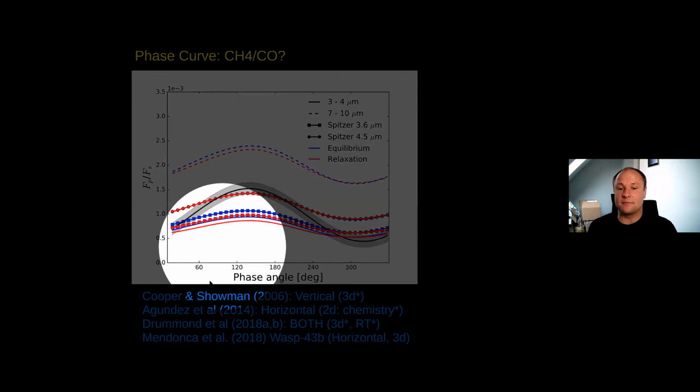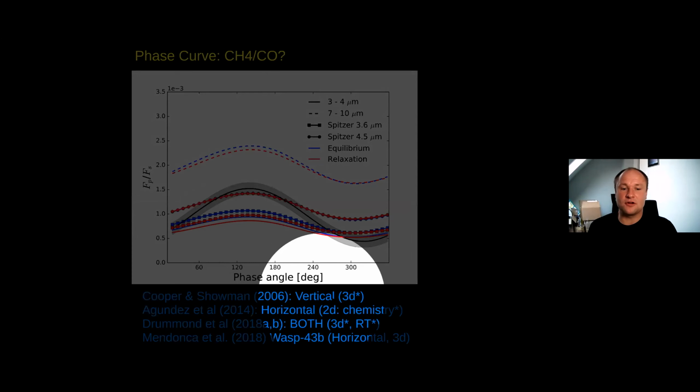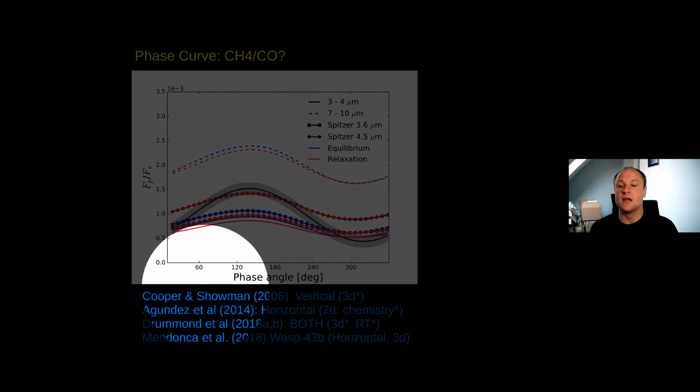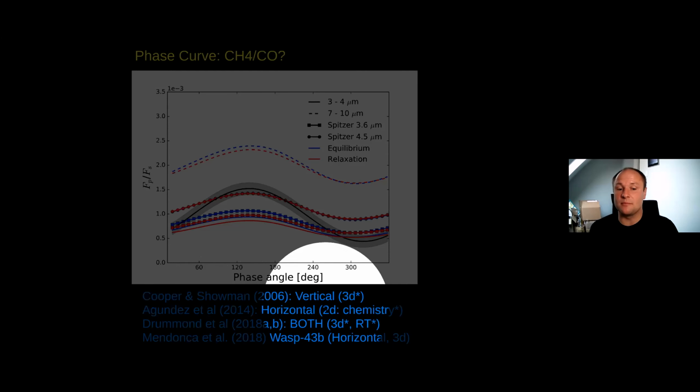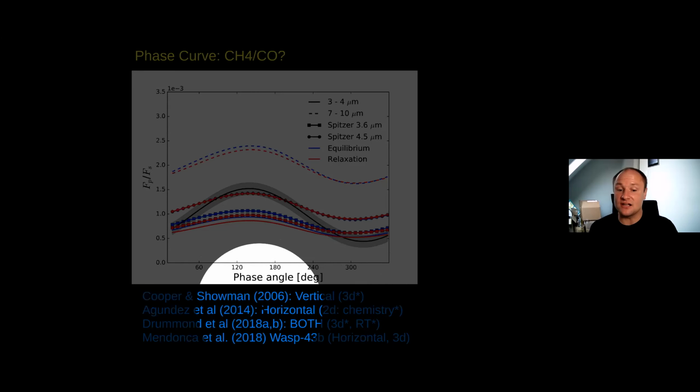Now, again, Adam Showman led the way with Curtis Cooper, showing a very simple model in 3D to test this, but they actually found that the vertical mixing was dominant, but they had a very simplified chemistry scheme and a very simplified radiative transfer scheme. Marcelo Agúndez, working with Eric Hébrard and others, did a much more sophisticated chemistry, but a more simple dynamical model in sort of pseudo 2D. And they actually found that the horizontal mixing was more dominant.